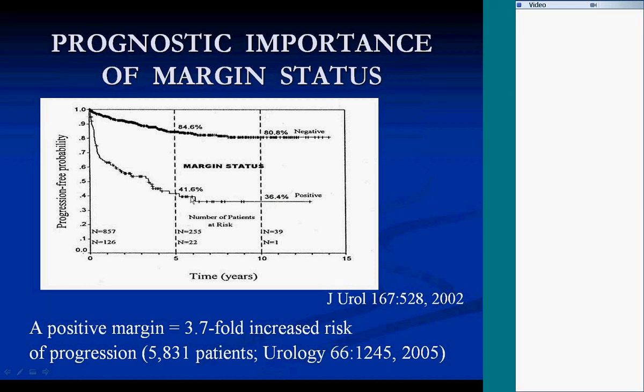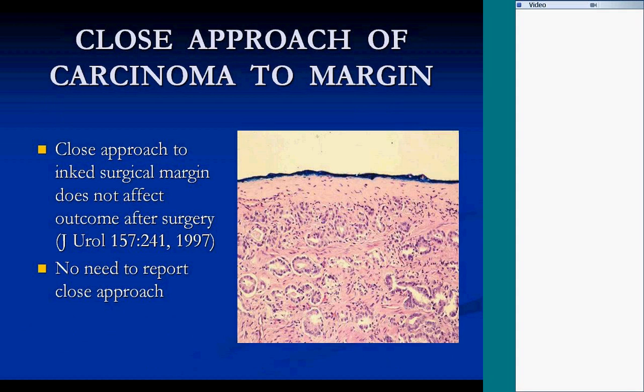So here are data out of Baylor showing the consequence of a positive margin. This is failure after surgery, progression-free probability over time, with long-term follow-up out to between 10 and 15 years, failure with a positive margin compared to a negative margin. And using a meta-analysis, it basically imparts a 3.7, almost four-fold increased risk of progression after surgery.